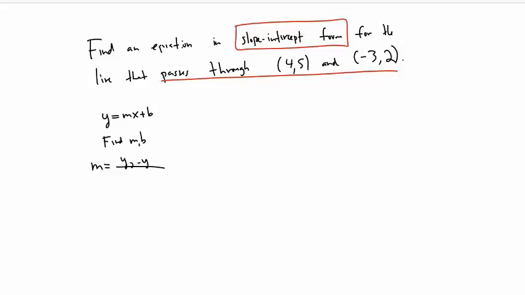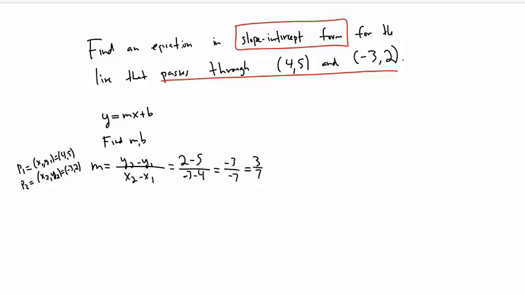change in y over the change in x, for any 2 points on the graph. We're given 2 points. 2 minus 5 for the change in the y-coordinates. Minus 3, minus 4 for the change in the x-coordinates. So the slope of our line is 3/7. So we found m now. How about b?